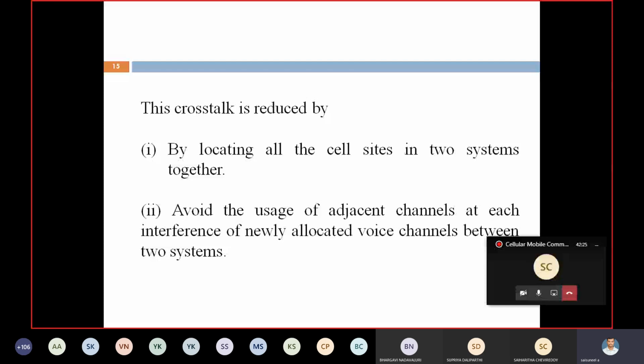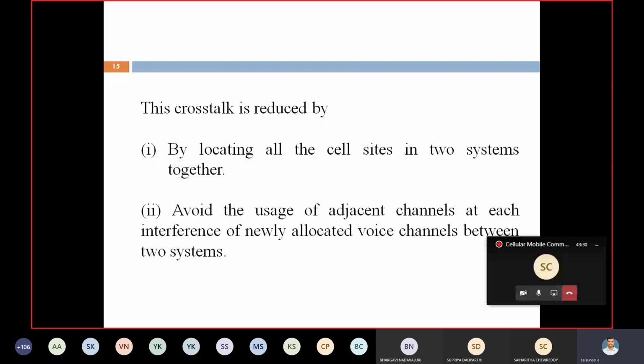Avoid the usage of adjacent channels, and avoid interference of newly allocated voice channels between the two systems. That is the thing, but this is the topic of how channels are allocated, channel assignment. We'll discuss it in the fourth unit: what is meant by frequency management, what is meant by channel assignment, and how channels are allocated, whether in a fixed or dynamic manner. No problem, right? Next, the second type, in adjacent cities.